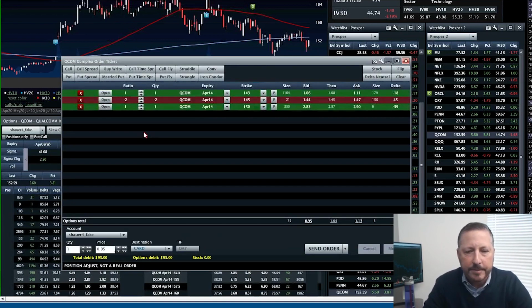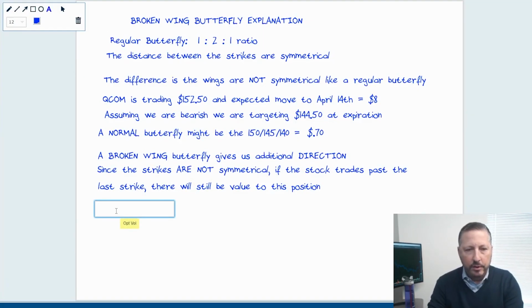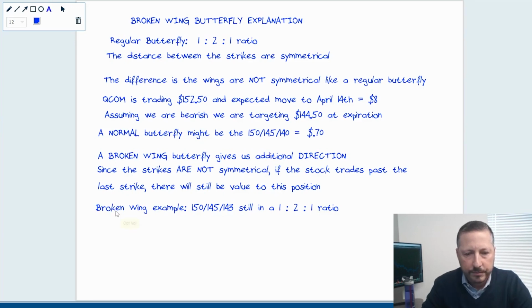Well, it's going to make this more expensive, first of all. So you can see the price of the spread went up by about 40%. It went up from 70 cents to about $1, $1.05 or so. But let's really see what happens. Okay, so the broken wing is the 150, 145, 143. Still in a 1 to 2 to 1 ratio.